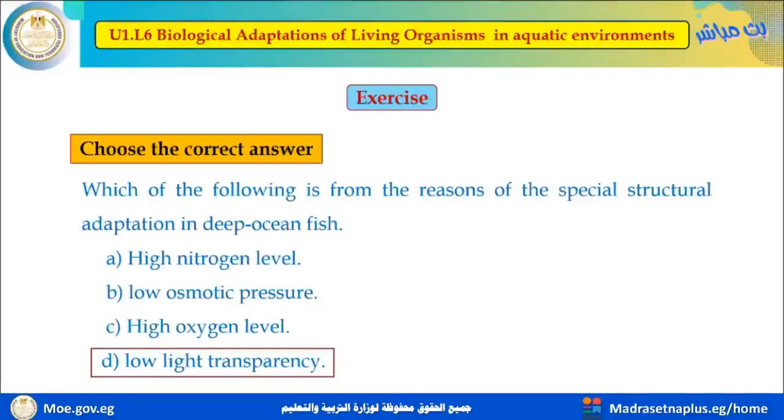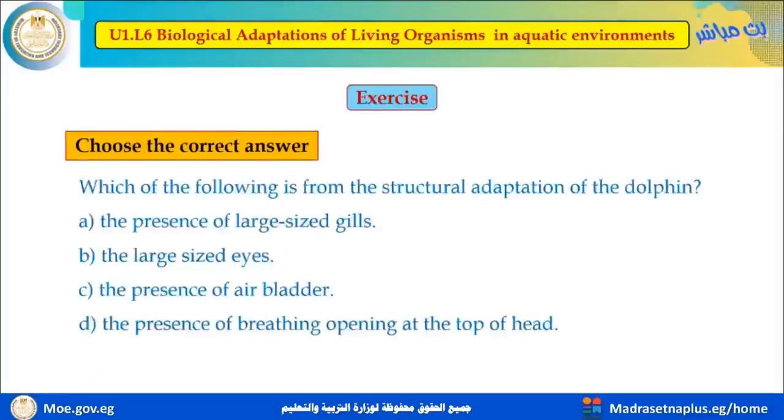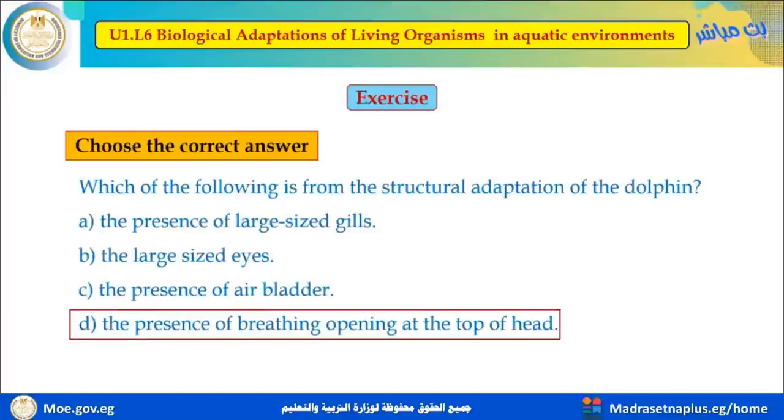Let's go for the next question. Which of the following is from the structural adaptation of the dolphin? The presence of large-sized gills, the large-sized eyes, the presence of air bladder, the presence of breathing opening at the top of head. Yes, this is the right answer again. The presence of breathing opening at the top of head.